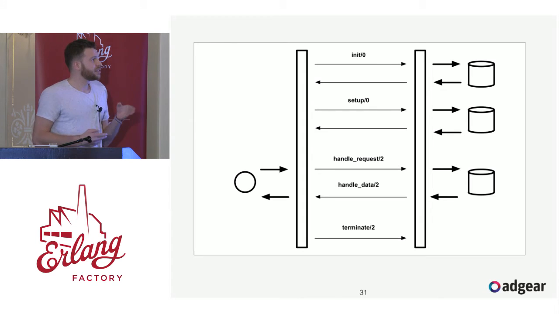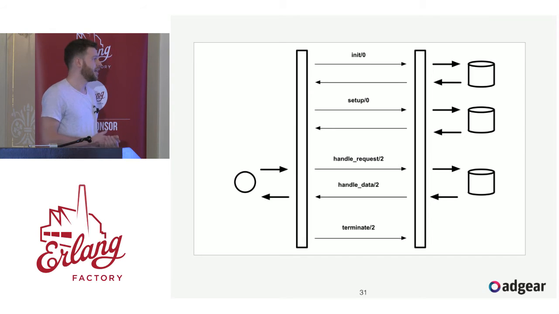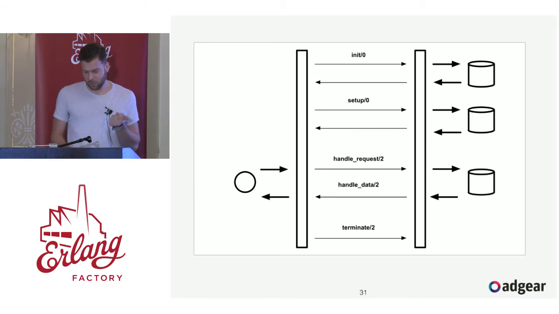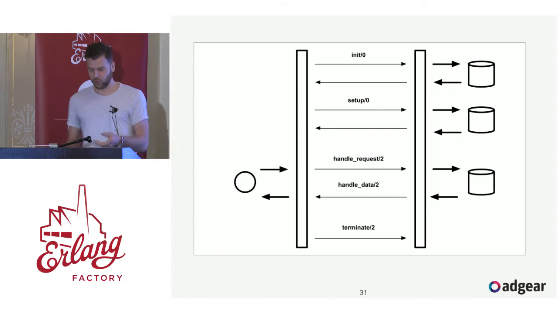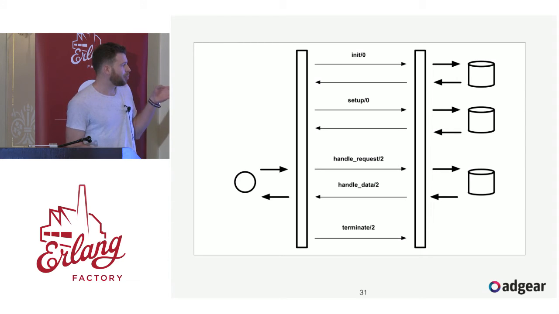When the client starts, it calls init. Init will initialize the state of the client. After that, once the socket is created, you'll receive the socket in setup. And in setup, you can set up your client. So let's say you're using Cassandra and you want to set up the default keyspace, that's where you would do it.